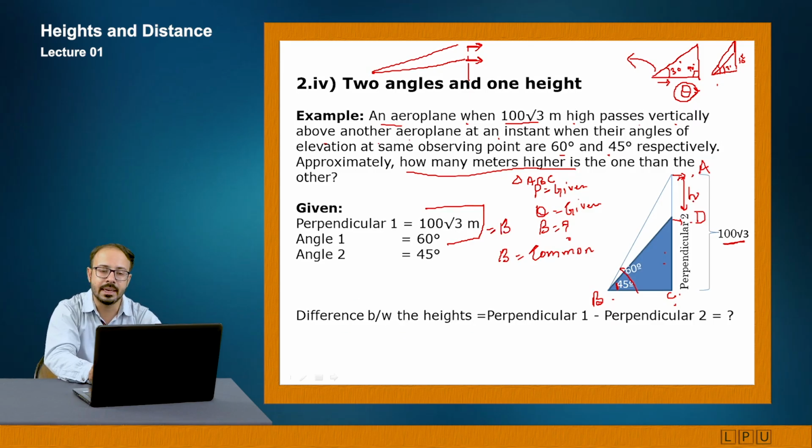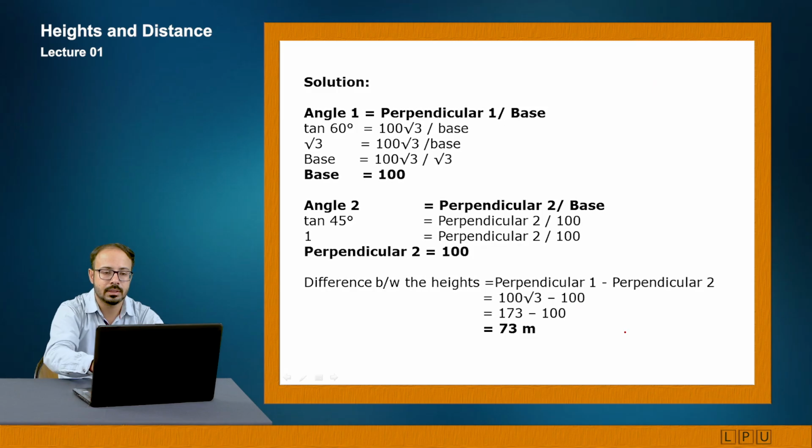So the difference I need: this H is the perpendicular, that is 100 root 3, and the perpendicular to that is DC, which I need to find, or I can write AC minus DC. Done. So this is what you need to solve. Angle 1, in the upper triangle ABC: tan 60 degree is equal to 100 root 3 upon base. Tan 60 is root 3, so base will be 100 meter.